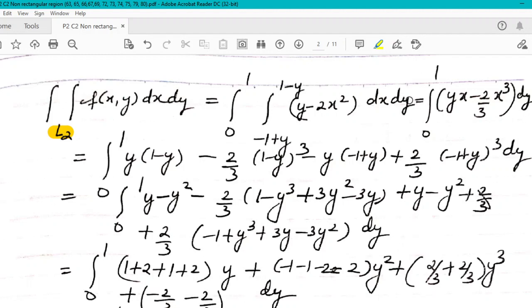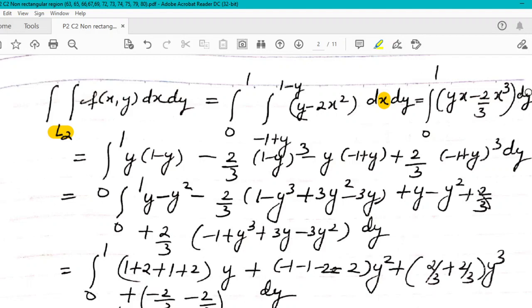So first we will be integrating with respect to x. When you integrate with respect to x, you will be considering y as a constant. So you'll be doing the integration. These are basic integrations, so you can do it.